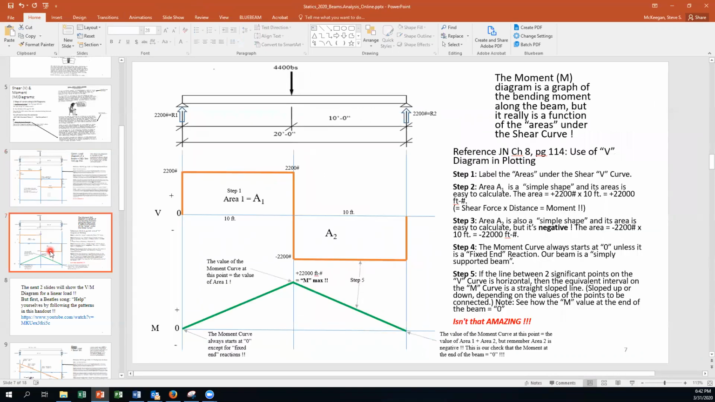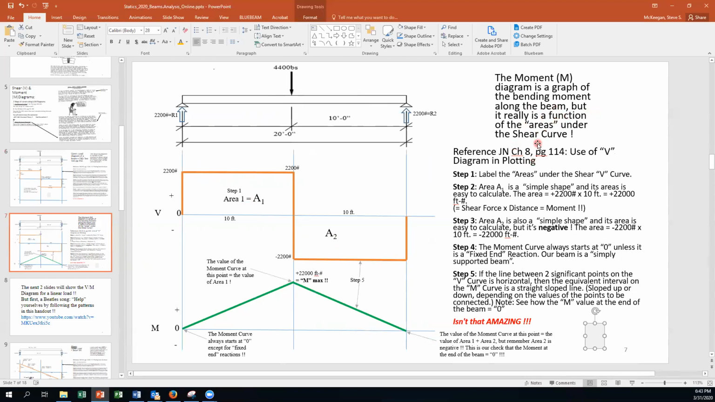So that takes us to the moment curve. Now this is where you have to label the areas under the shear curve. This is a rectangle. This is another rectangle. This is area 1, this is area 2. Area 1 is going to be positive, area 2 is going to be negative. So the moment diagram is a graph of the bending moment along the beam, but it really is a function of the areas under the shear curve.